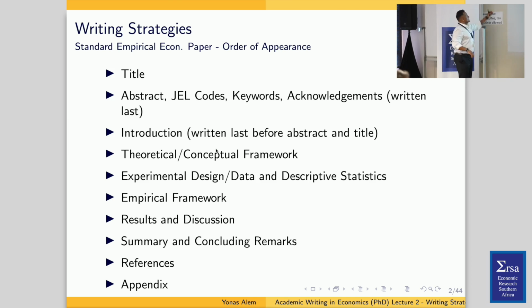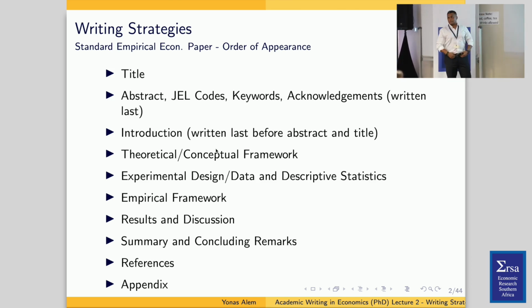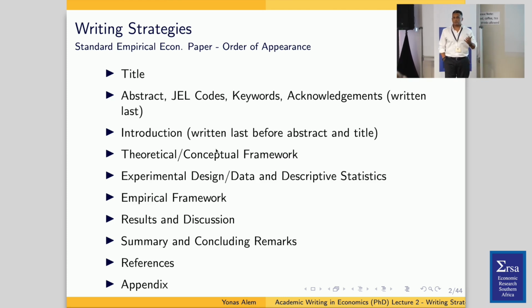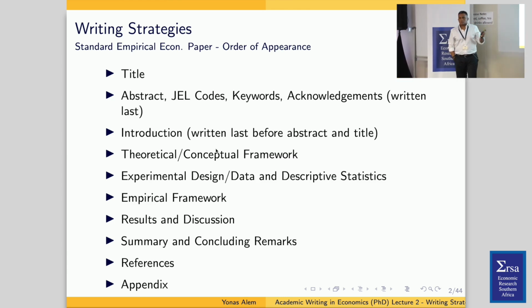It's no problem. So this is how papers look. You have the title, the abstract, the JEL codes, keywords, acknowledgements, everything. That's the title page. Then you have the introduction section, then the theoretical or conceptual framework, or we call it theory of change, where you state your hypothesis, what you're testing. And then you have the data section, which can be experimental data or secondary data. Then the empirical framework, that means your estimation strategy, what kind of identification strategy you use, results, discussion, summary and concluding remarks, references, appendix. This is how the paper looks. So this is the sequencing of the paper.